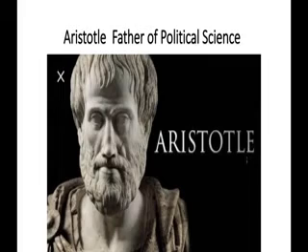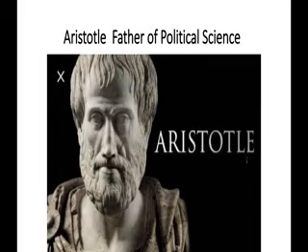Aristotle's work is called the Politics. In this famous book, Aristotle discussed the origin, development, and functions of state.